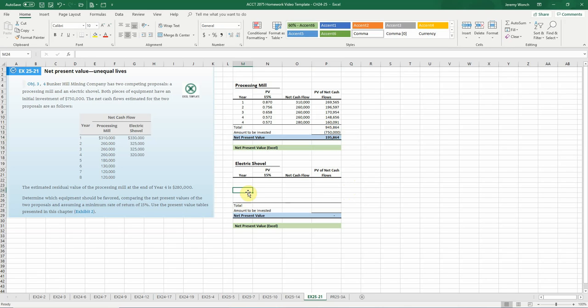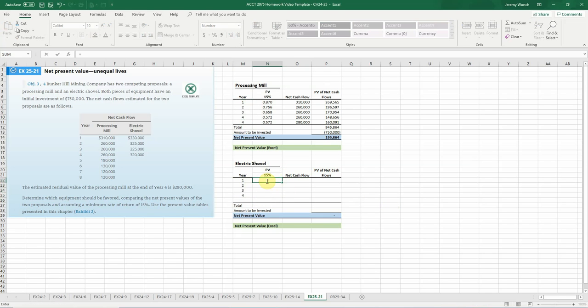All right, let's go down and do the same thing for the electric shovel. For the electric shovel, it's going to be 4 years. We're going to ignore this last line because there's no residual value. We're not going to sell anything at the end of year 4.